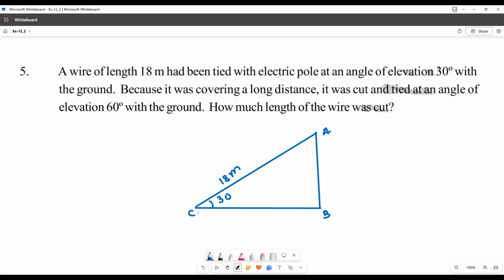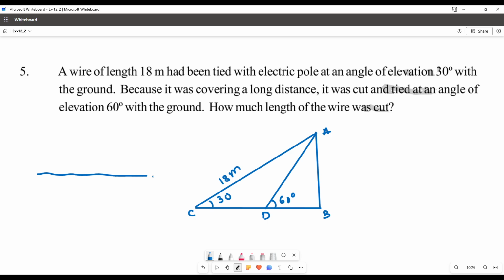Next he says, because it was long distance, it was cut and tied at an angle of elevation 60 degrees. So he's saying that it went too far, so he cut the wire into two parts, and now he tied the rope at an angle of 60 degrees with the ground. Let this point be D. Now he's asking how much length of wire is left.